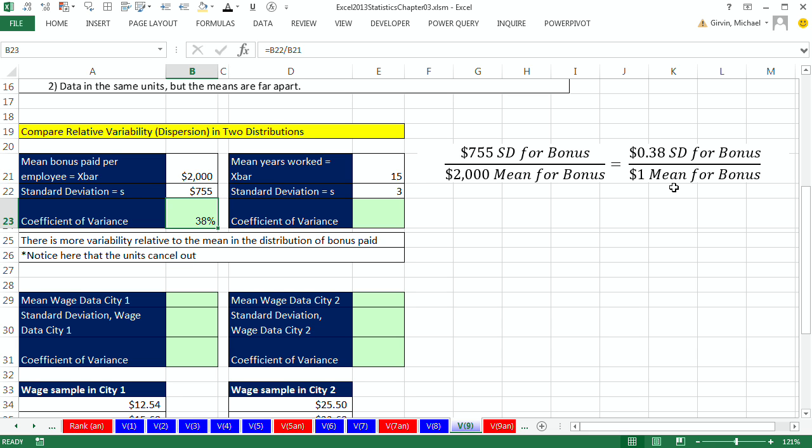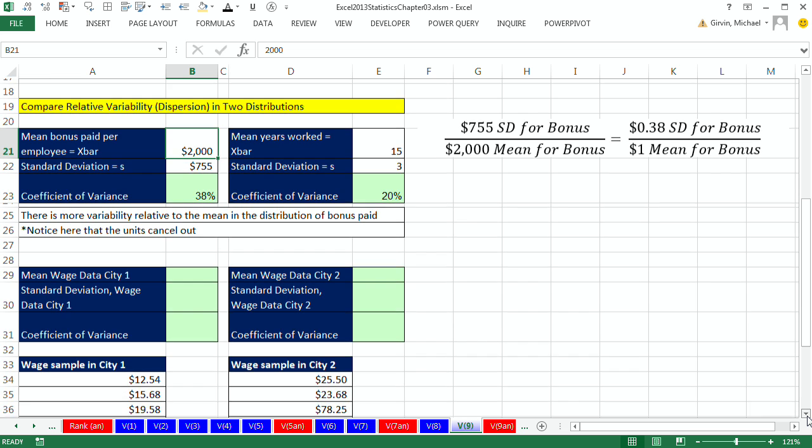So by doing this, we get a relative measure. We're left here, since the units cancel out in our calculation, 38%. Now we simply come over here with our years. 3 years standard deviation divided by 15 years. The years cancel out. We're left with 20%. So a relative measure. There's clearly more variation or dispersion in the distribution for bonuses paid. Now that's one reason you'd want to use coefficient of variance.